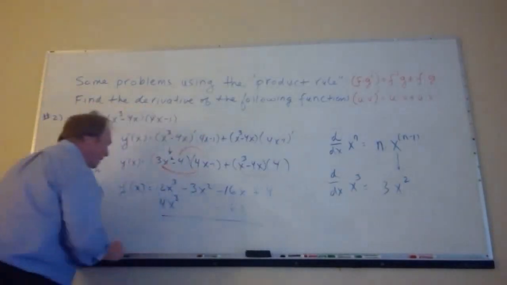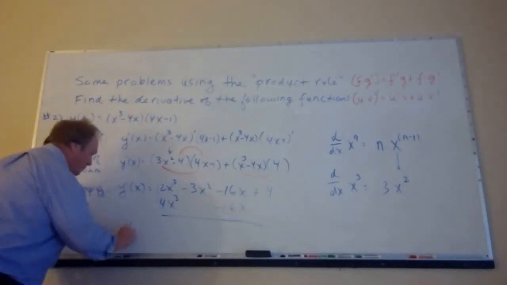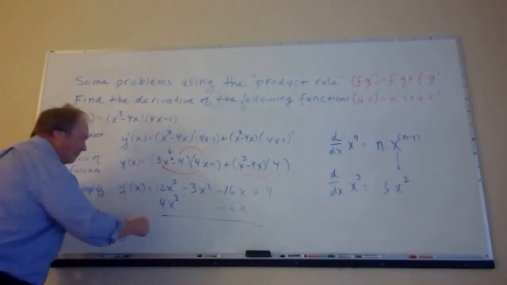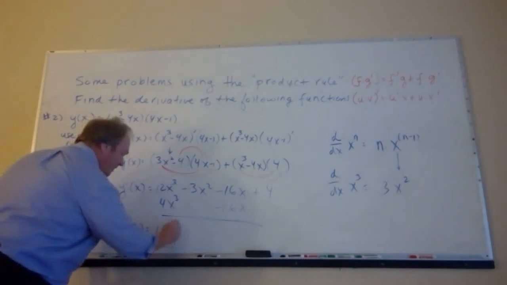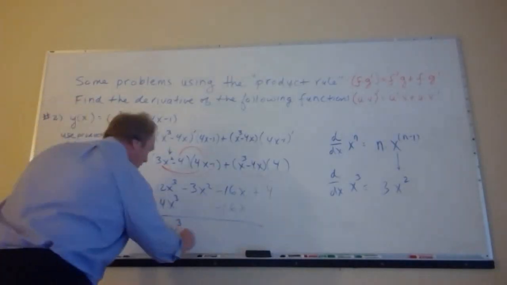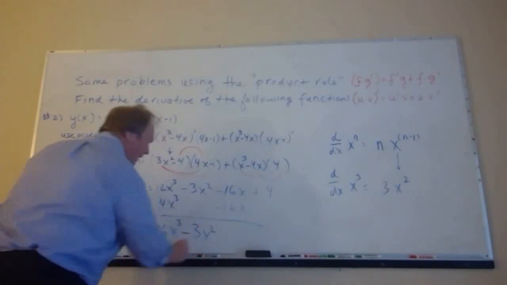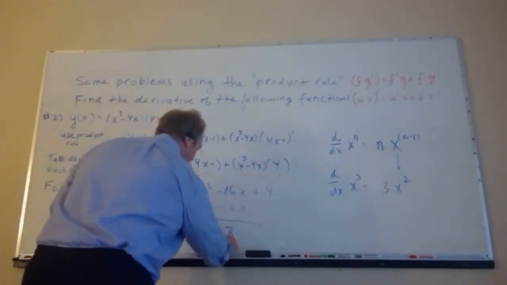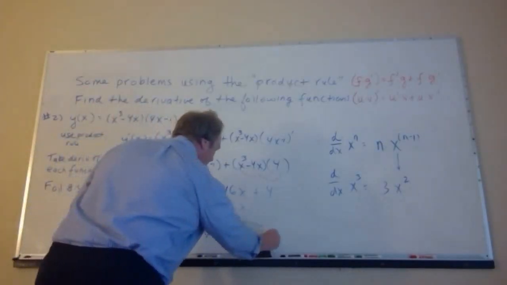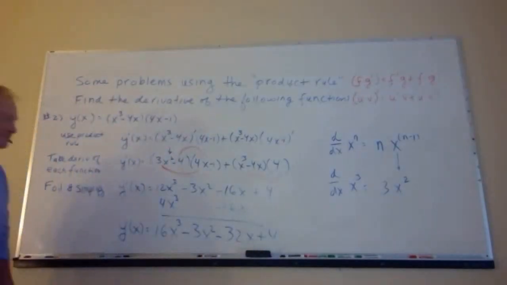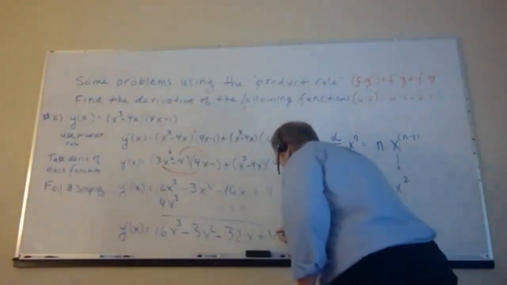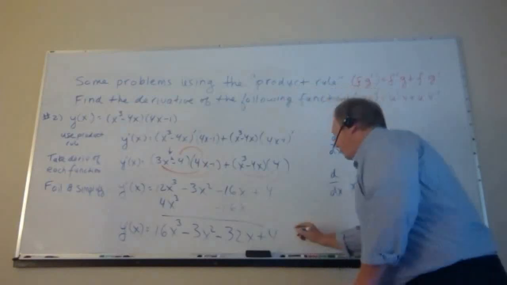And now I just do my addition. And I'm going to get 16x cubed minus 3x squared minus 32x plus 4. Okay? And that's our answer.